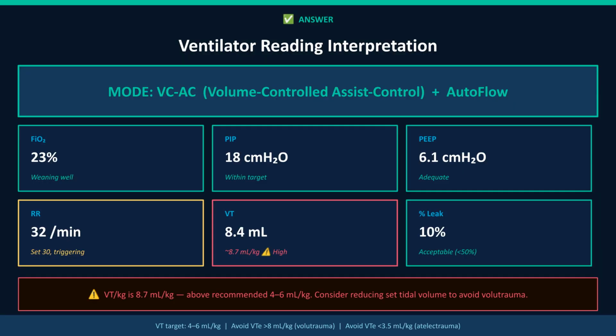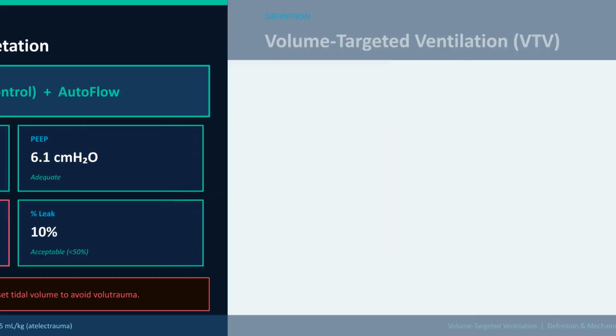The mode is VCAC with autoflow. The measured tidal volume per kilogram is 8.7 milliliters per kilogram, which is high and indicates a risk of volutrauma, as the recommended target is 4 to 6 milliliters per kilogram. The leak is acceptable at 10%.